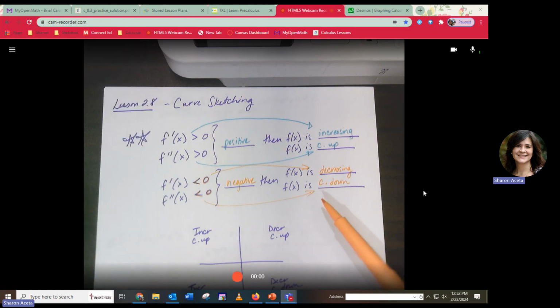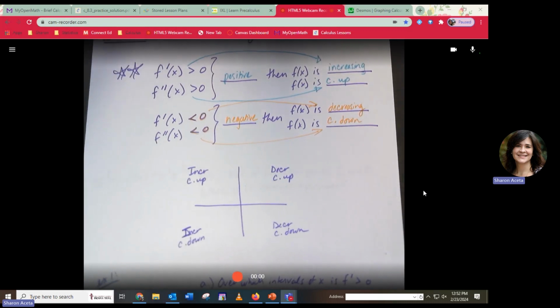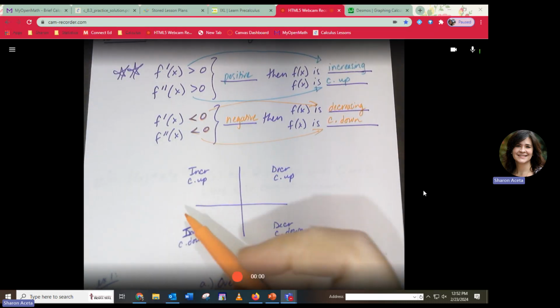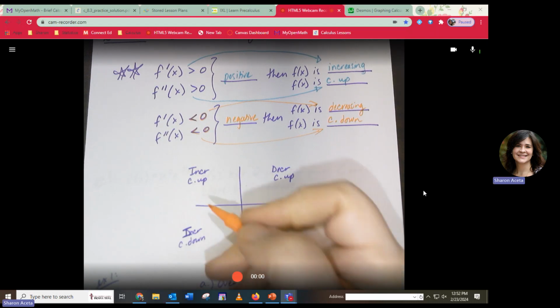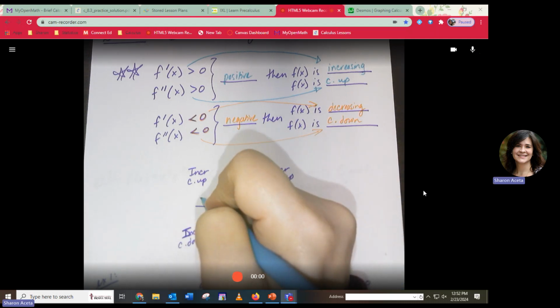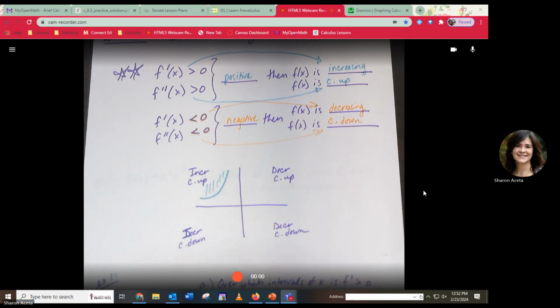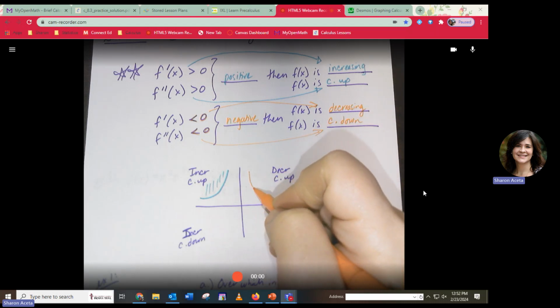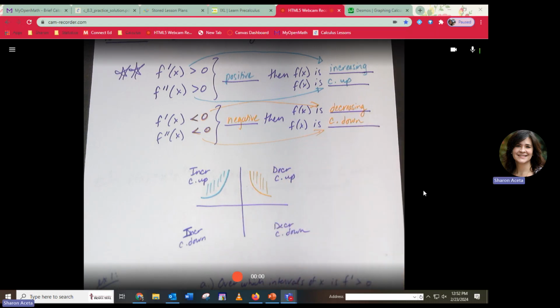However, I can mix these. And that's what I want to show you in this next little cheat sheet picture. I want to draw a function that is increasing, concaving up. It would look something like this. Increasing, and then concaving up, because it holds water. But drawing a function decreasing, concaving up would go this way. From left to right, we increase or decrease. Concaving up would hold water.